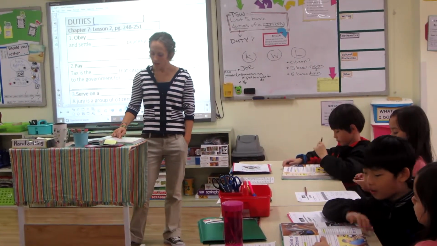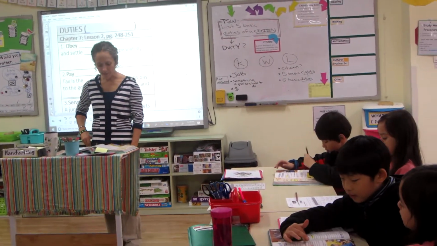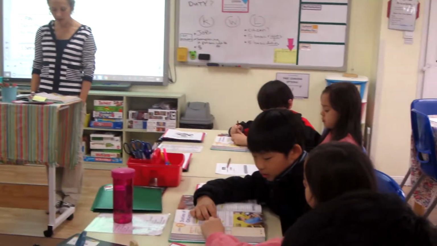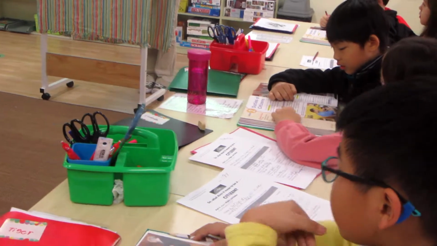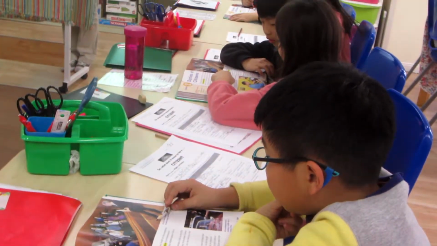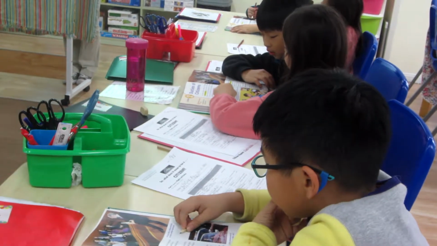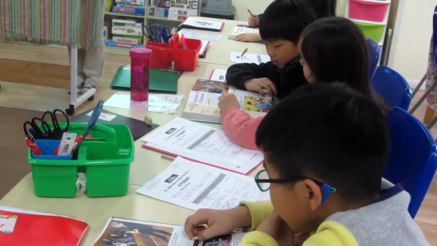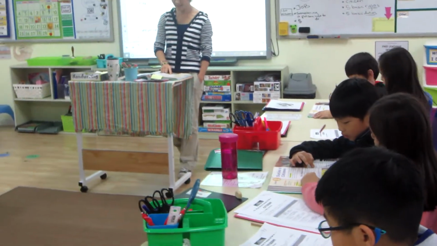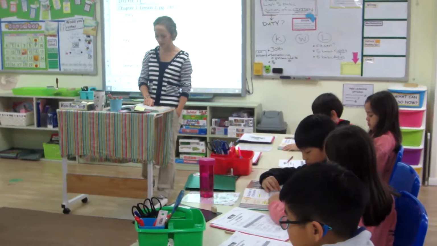Good. Citizens of the United States have many responsibilities. They have a responsibility to obey laws and to settle differences peacefully. Isabella. They also have to pay taxes and to serve on a jury. A jury is a group of people who meet to decide whether a person has broken a law.